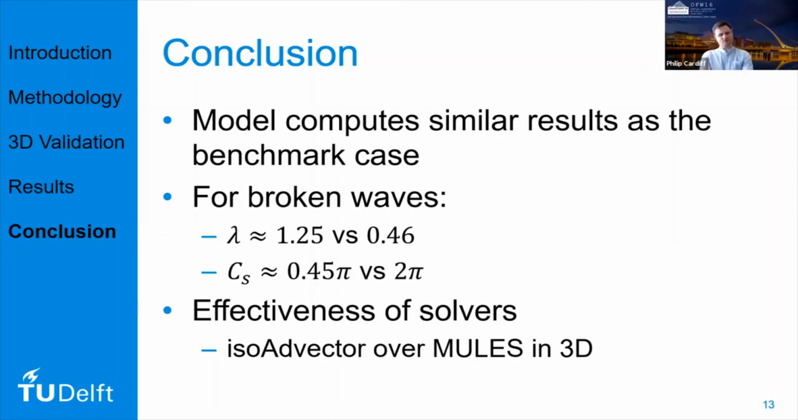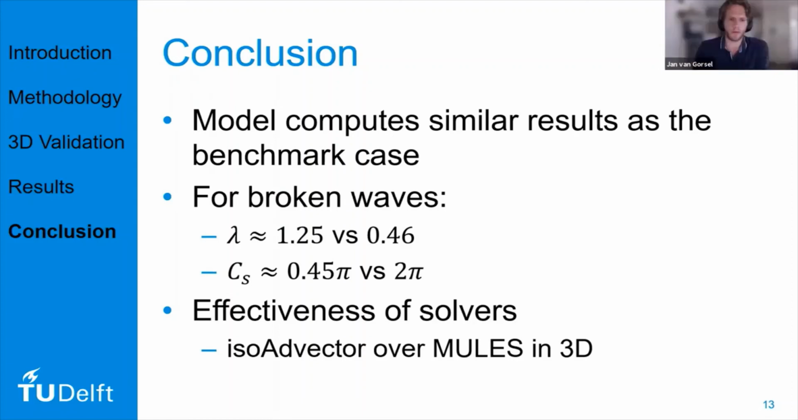So why do you think there is a difference between the models, both MULES and IsoAdvector, versus the experiments? What do you think the model is not accounting for? We don't take into account compressibility of the water, although it's probably not needed at this small scale. The scale is 1/81 Froude scaling. But also there could be some post-processing in the results of the benchmark case that influences the comparison. Yeah, that makes sense.